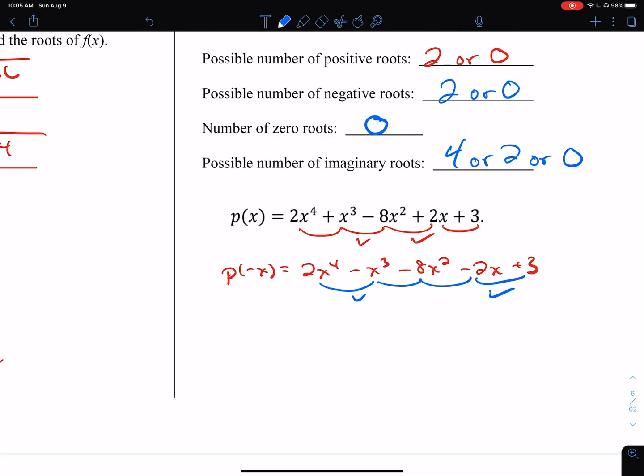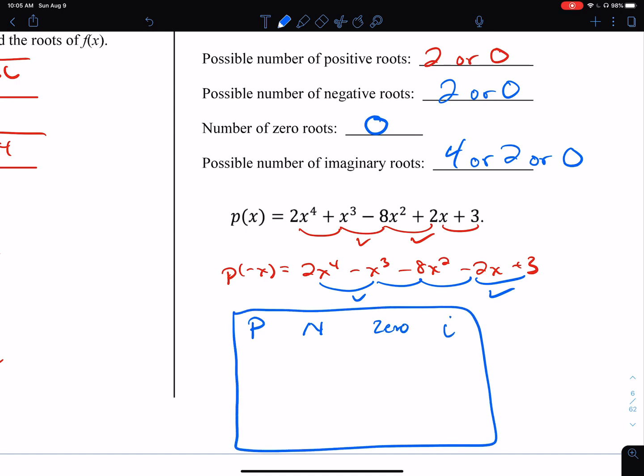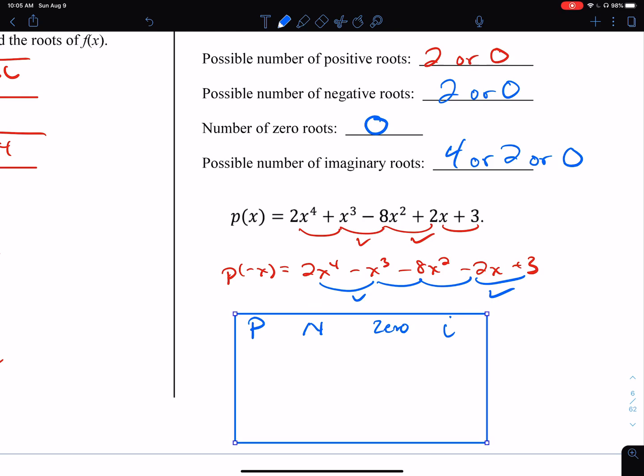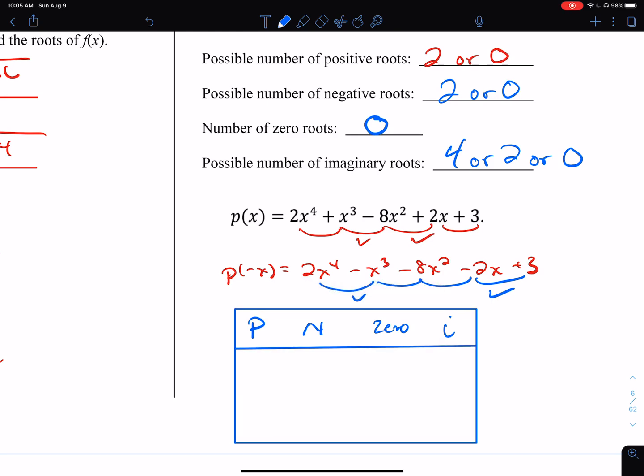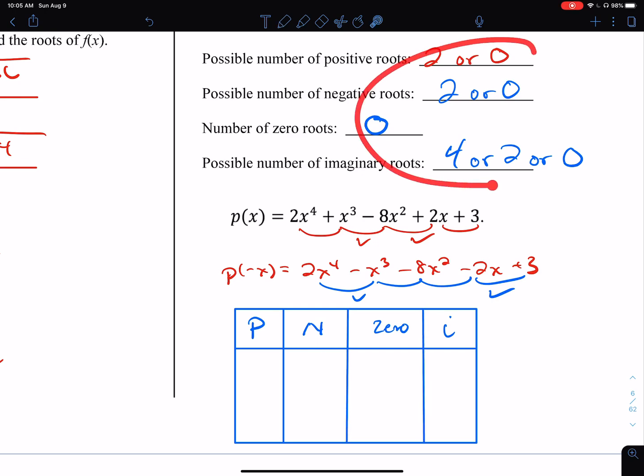So my table, I'm going to have positive, negative, 0, and imaginary. Different rows. Those are the headers for the columns. I'm going to try to list every combination that I can based on the numbers that I have up here answering these questions.